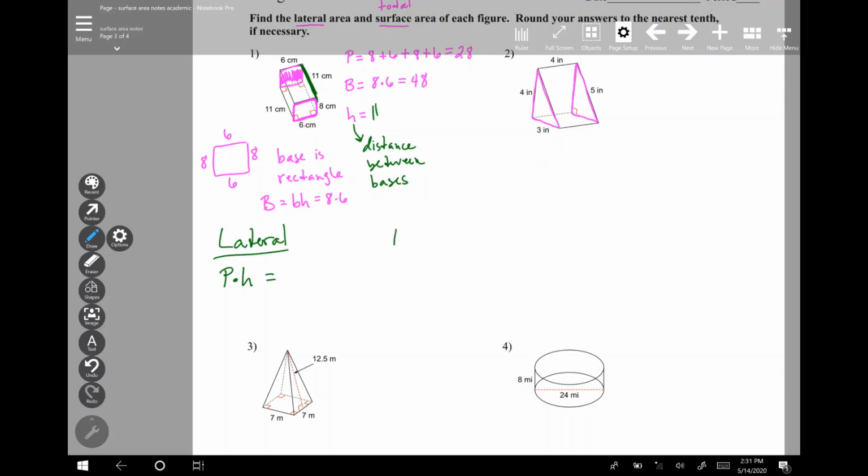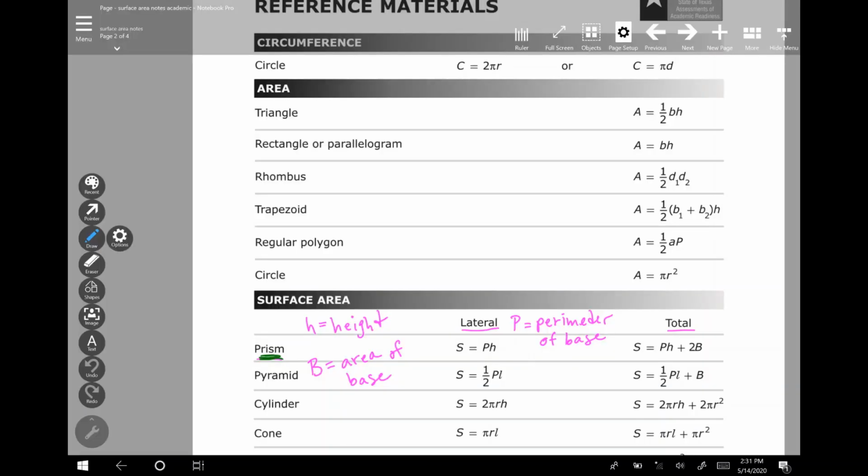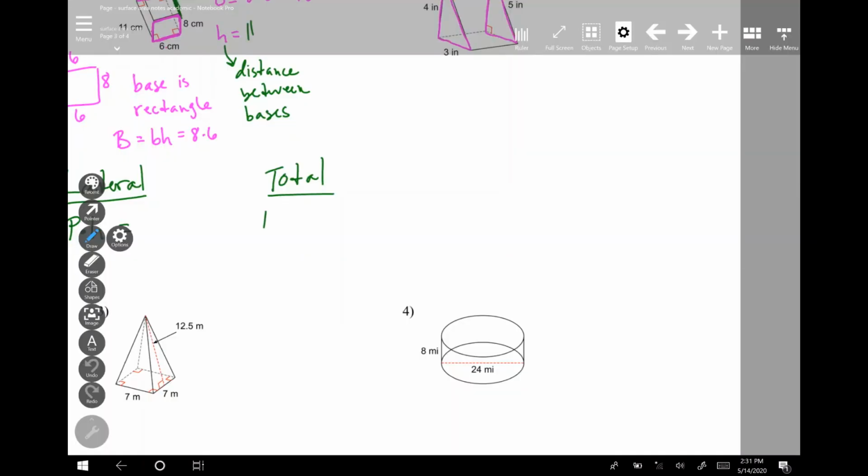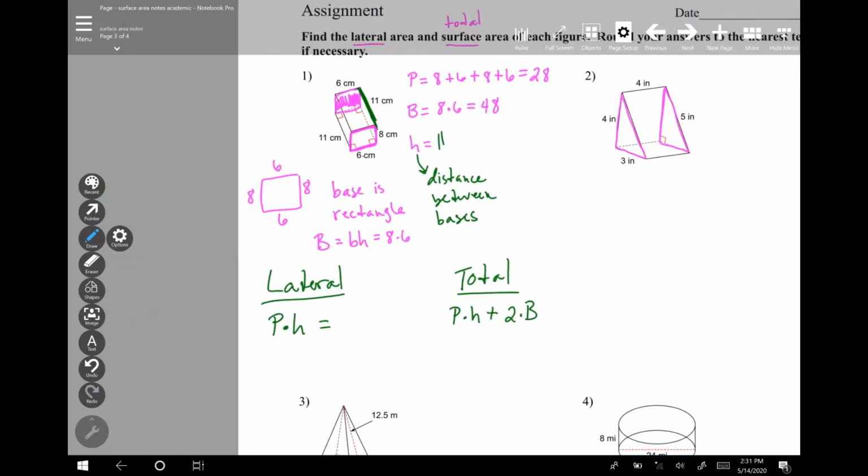Okay, and then total, let's hop back there. Okay, total is P times H plus 2 times big B. So P times H plus 2 times big B. Okay, and think about it. On this prism here, we have the 4 sides, because it's a rectangle. There's 4 sides to it. So we have these 4 rectangles like this, those 4 ones.